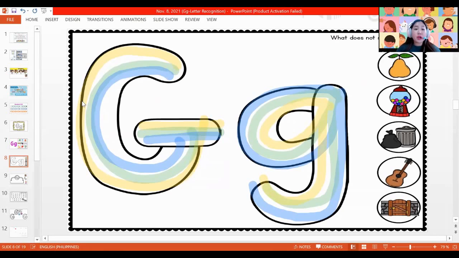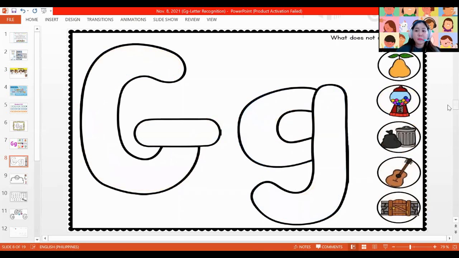I will now cover the pictures that start with the letter G. So we have G is for gumball machine. G is for garbage. G is for guitar. And lastly, G is for gate. The pear is not included, so we will mark an X because pear begins with what letter? Letter P. Very good. Are you done with your Play-Doh mat? If you're not yet done, it's okay. Just pause the video now.